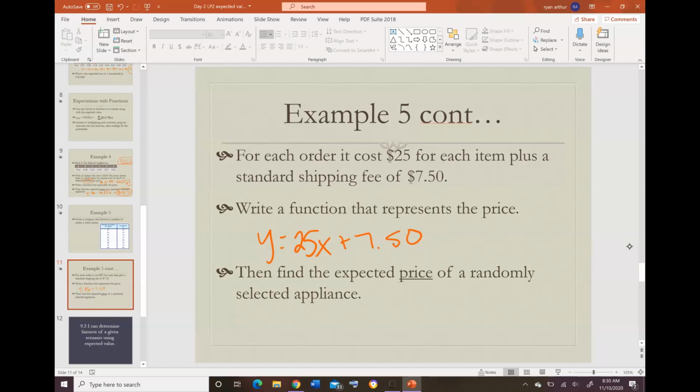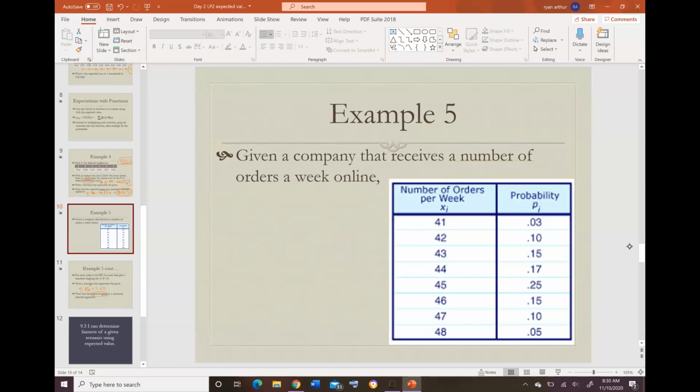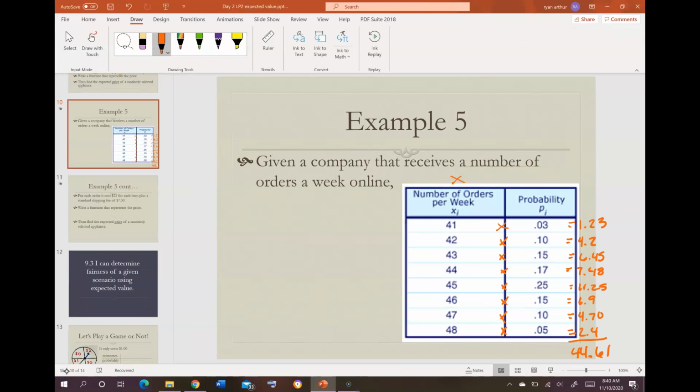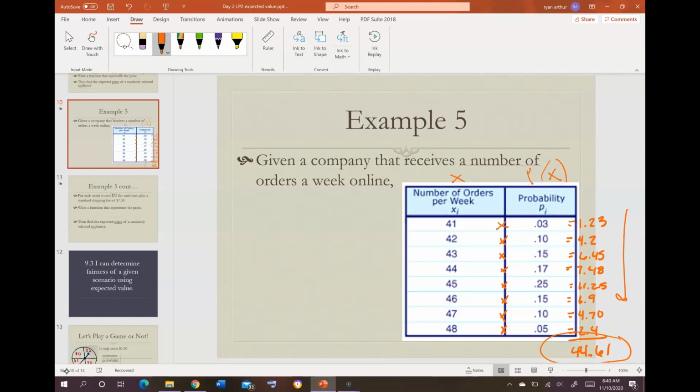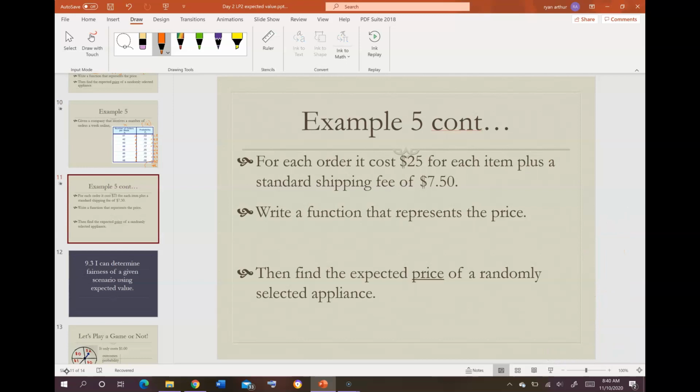Okay? Now I want to find the expected price. Well, to find the expected price, I'm going to have to plug in the expected value into that X. Well, let's go back up here and let's find the expected value. Okay, to find the expected value, we're going to multiply all of these across. Okay, so give me, let's see, 41 times 0.03. All right, so we did all the work. I multiplied the X times the P of X, and then we added it all up. So my expected value, so I expect 44.61 items to be in each shipping thing, okay?